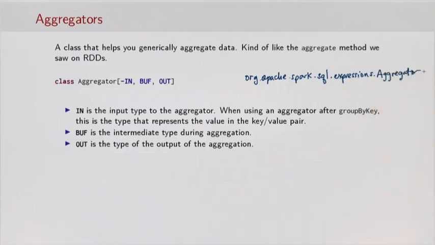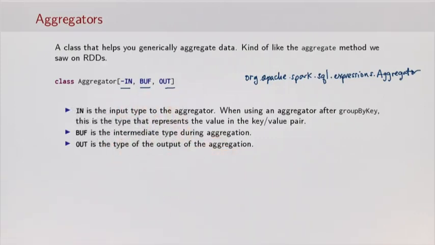First things first, you got to know where this thing is. It's inside of Spark SQL expressions, so you're going to have to import this aggregator thing to use it. Okay, but what is this aggregator class? The first thing you might notice is that it has three types. A type in, a type buff, and a type out.